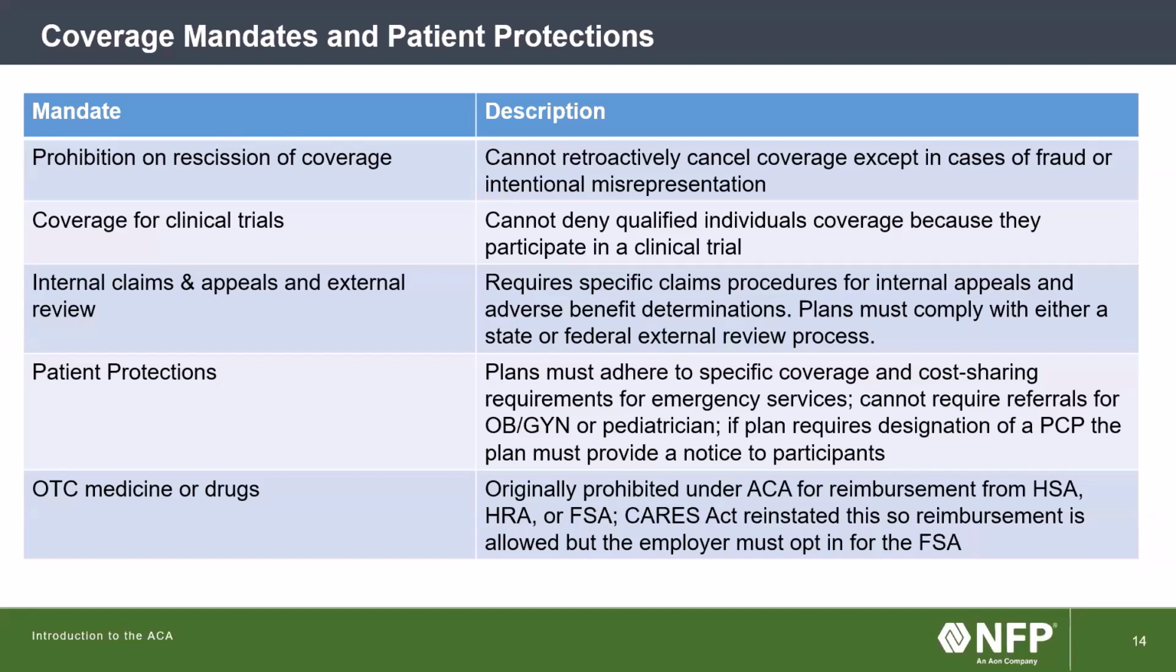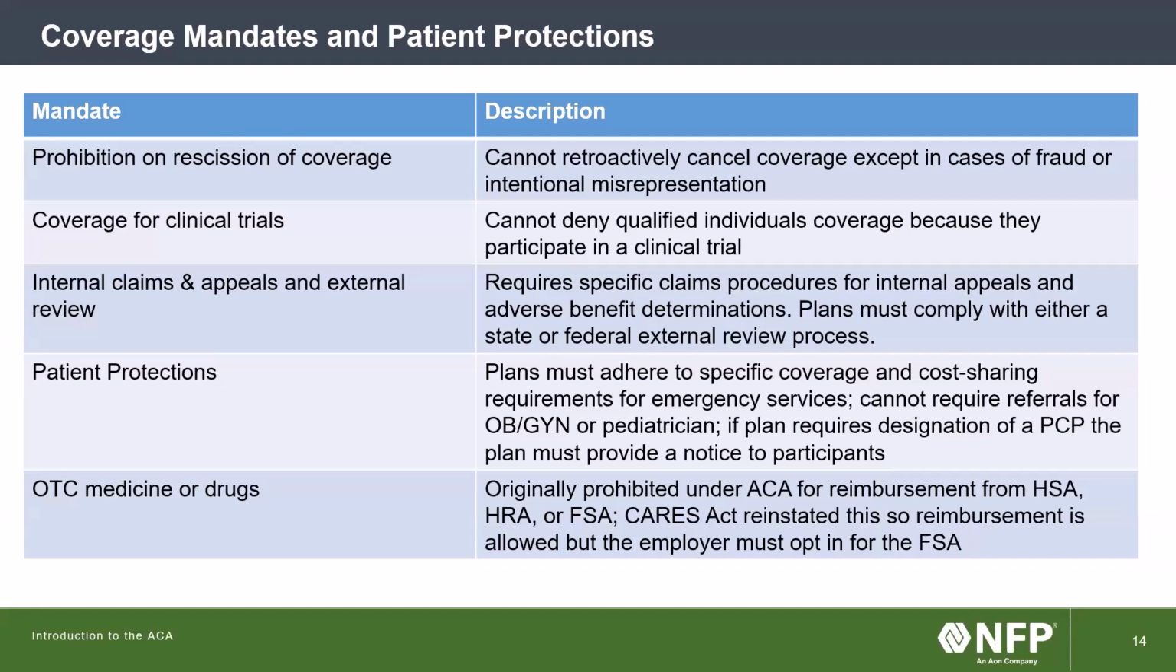The ACA also says that plans need to allow someone, if they're a qualified individual, to participate in a clinical trial without being denied. As I mentioned earlier, the ACA gave us specific internal claims and appeals and external review processes. So there are specific processes and procedures that plans need to go through as part of internal appeals decisions and any adverse benefit determinations that are made. There are steps to take, and obviously you're typically going to be working with your carrier or your TPA on those, but just understand that there are specific requirements.